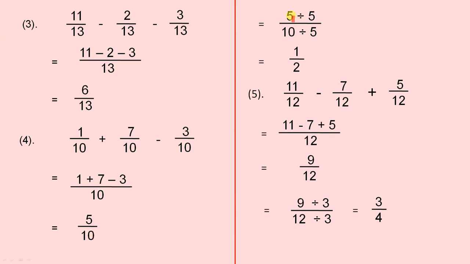Now we can simplify this as we saw in previous videos. So what number divides into 5 and into 10 evenly? 5 does. 5 divided by 5 is 1. 10 divided by 5 is 2. So the answer is a half.